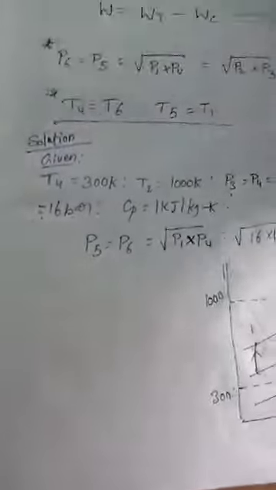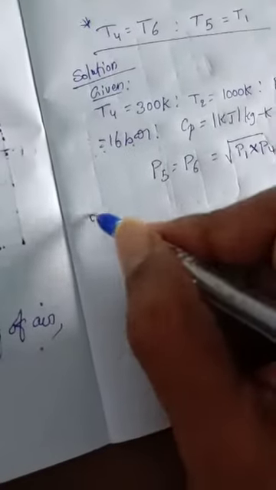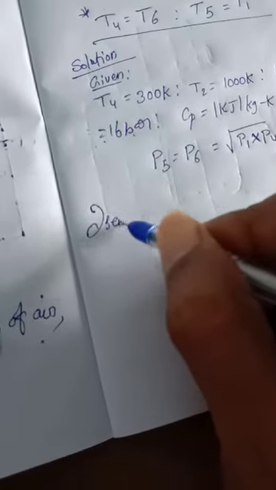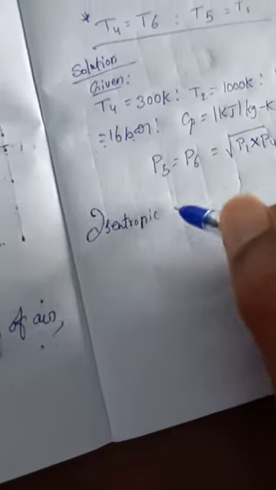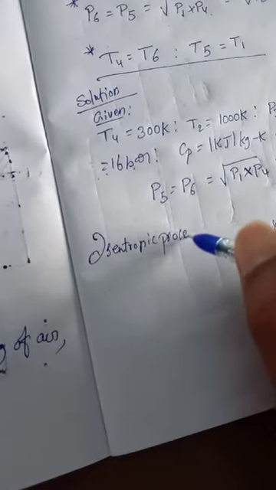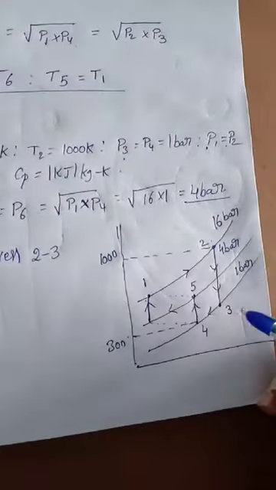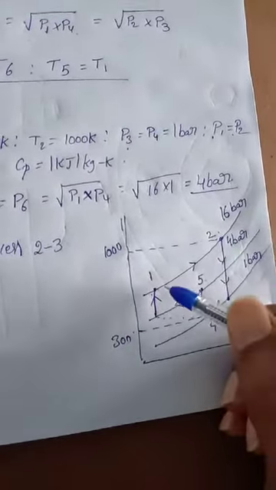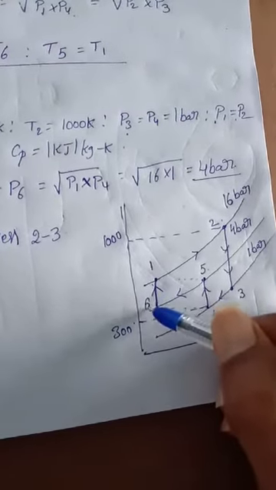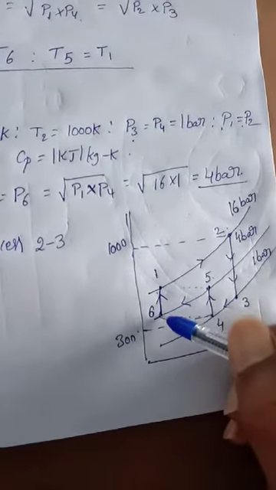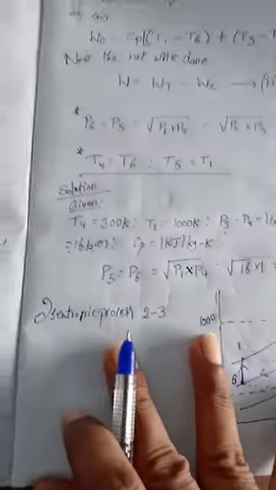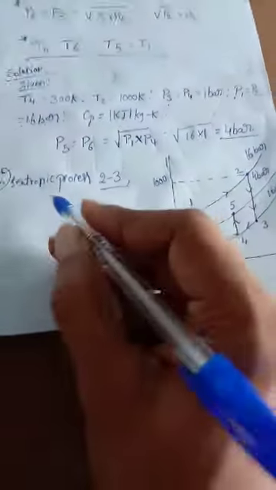So now for the isentropic process here, isentropic process 2 to 3. 2 to 3 is an isentropic process, 5 to 4 is an isentropic process, and here 6 to 1 is also an isentropic process. Okay. So now we are going to consider the isentropic process 2 to 3.